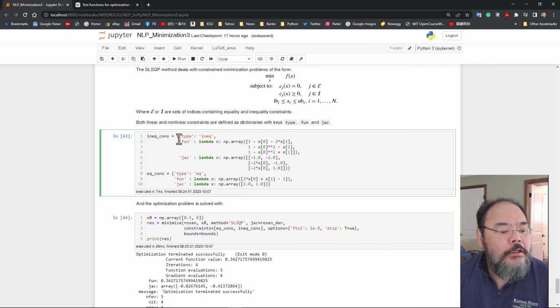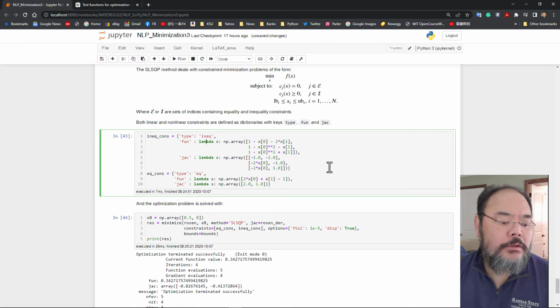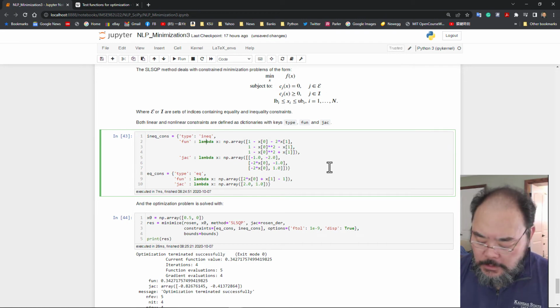So for the inequality constraint, I'm using this. First, this is a type. For the type, you see here we have nothing. We can call it constraint 1 or something, but we don't need it. And here it shows this is an inequality constraint, and this is the function, using the lambda function. We call it an implicit function, lambda with a variable of x.